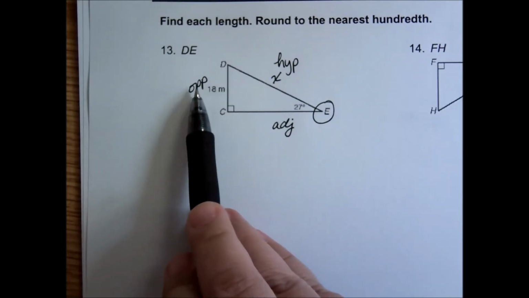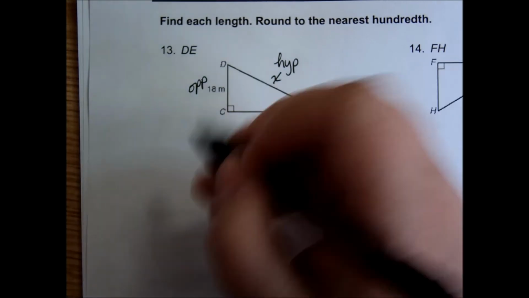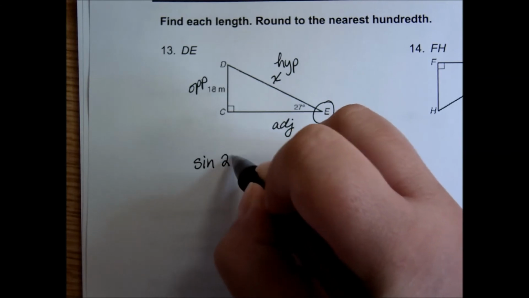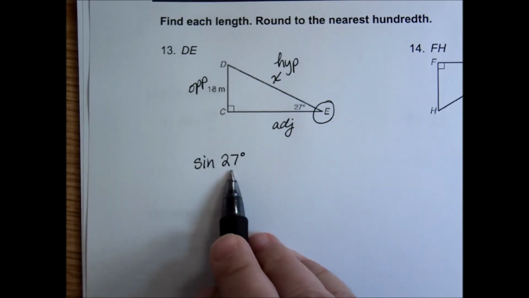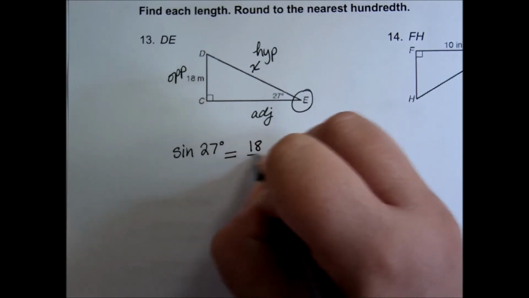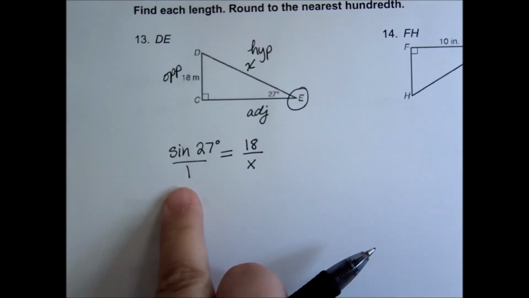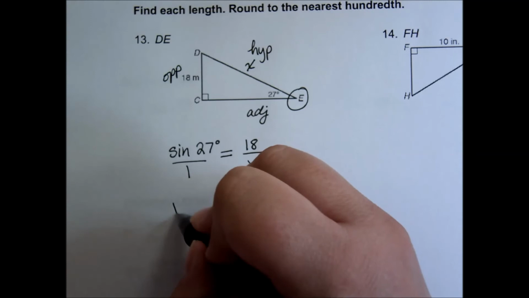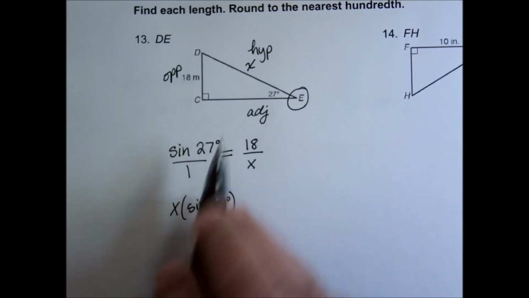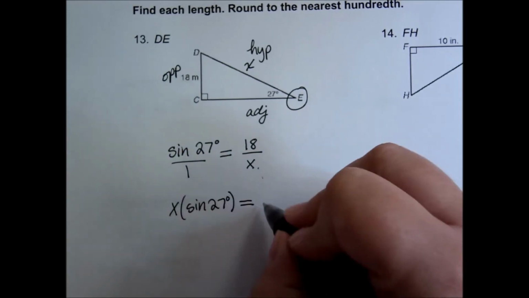Okay, so if I'm working with opposite and hypotenuse, the trig function that has opposite and hypotenuse in it is the sine. So I set up my equation, always set up an equation every single time. Sine of my angle, if I know the angle, I fill it in, equals opposite, which is 18, over hypotenuse, which is x. Now I'm going to put that over 1 so that I have a proportion. Solve my proportion, x times sine of 27. Remember, we cross multiply to solve proportions, equals 18 times 1.